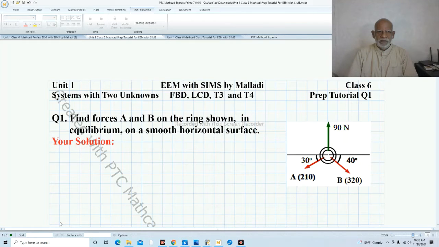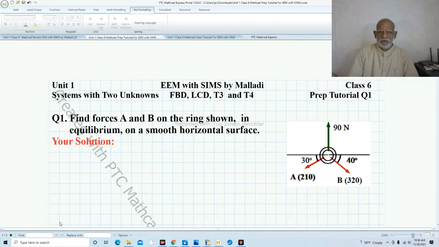Today we are discussing Unit 1 Class 6 in Systems with Two Unknowns. Our topics are free body diagrams that deal with force vectors, loop closure diagrams that deal with radius vectors, and type 3 systems and type 4 systems in both.